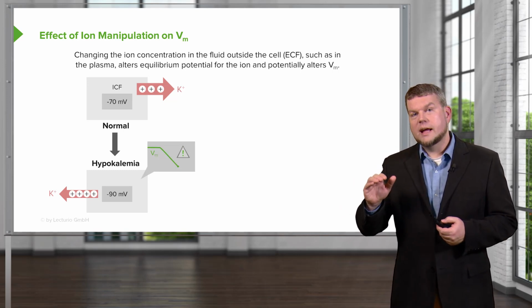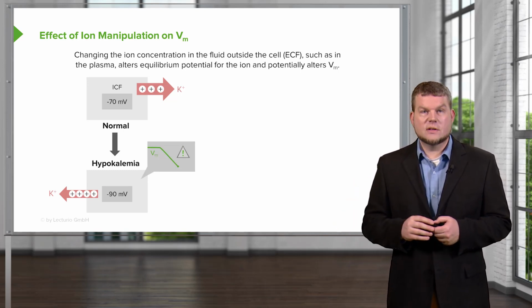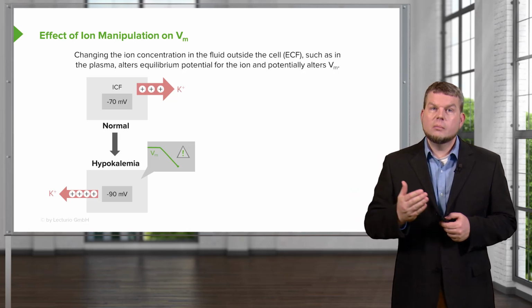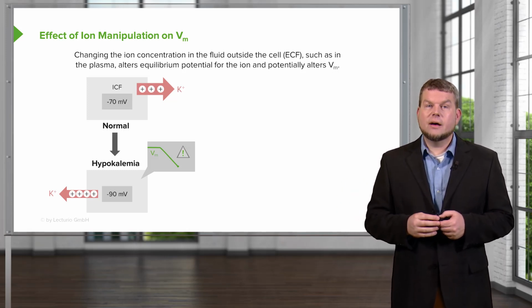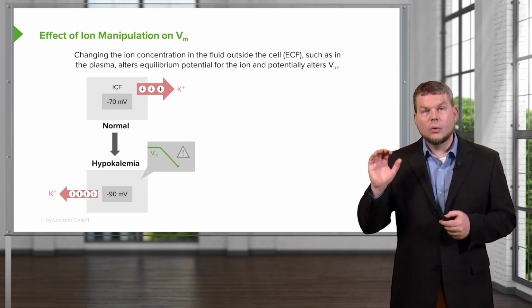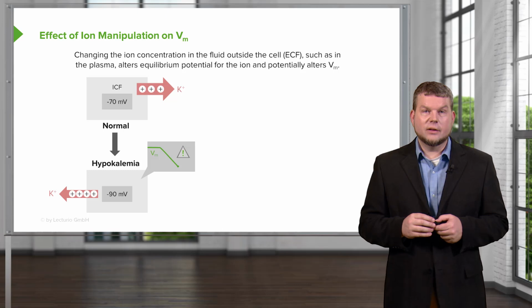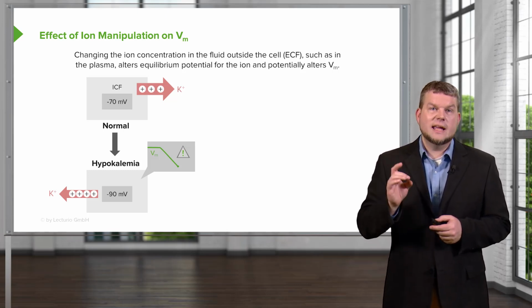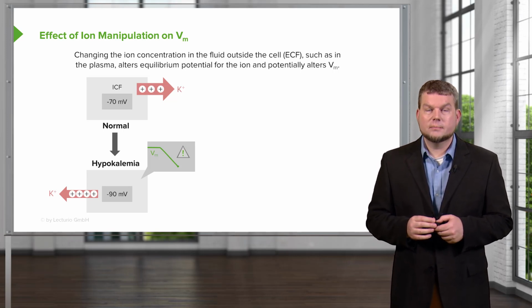You can see the more negative here with an oscilloscope tracing. So what you're doing is moving more potassium out of the cell. It's getting closer to this -90 value. If you actually measure it, you can get all the way to -90 in a hypokalemic environment.